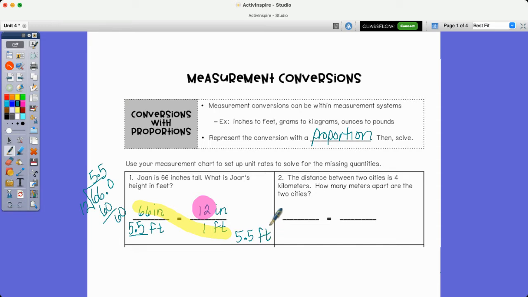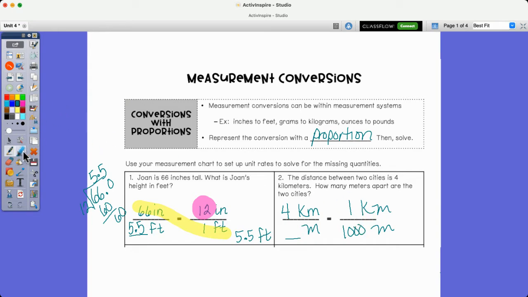Okay, the distance between two cities is 4 kilometers. How many meters apart are the two cities? Well, you look on your chart, and we're going to do 4 kilometers is I don't know how many meters. There's my I don't know. And so I'm going to do kilometers to meters again. When you look at your chart, you find out there is 1 kilometer for every 1,000 meters.